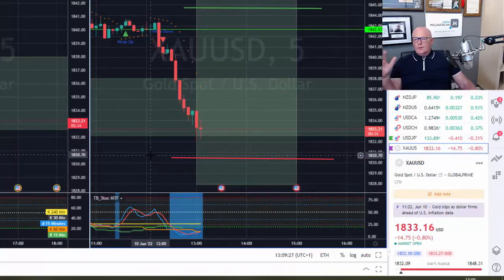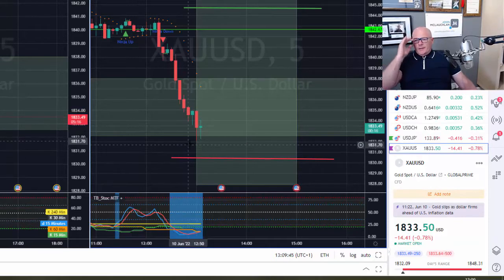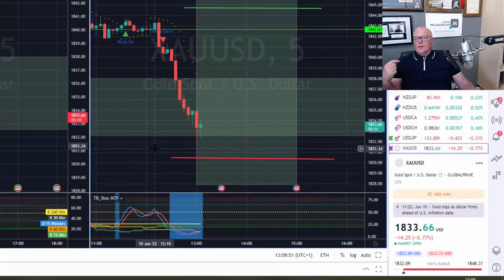So again, these small little probability stacks just put things in our favor. When we apply the imbalance zone on there, we identify imbalance, and when price hits the level almost to the pip, as we see there, it gives us confidence that what we're doing is right.